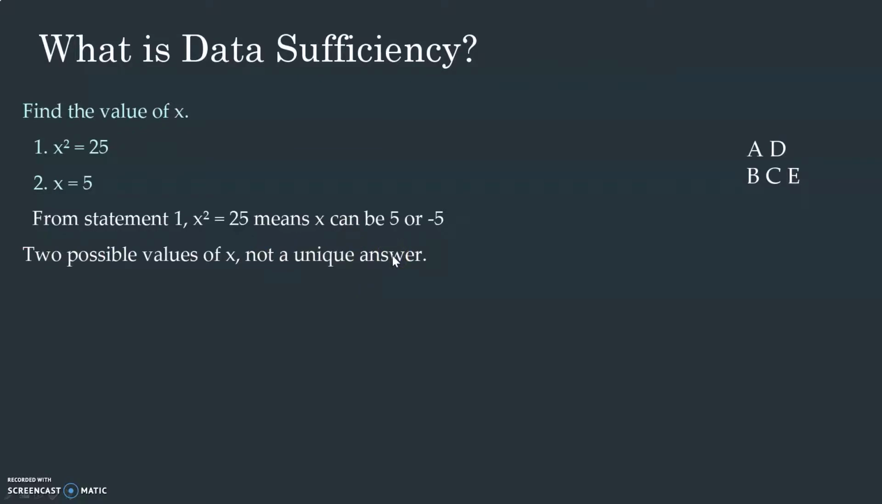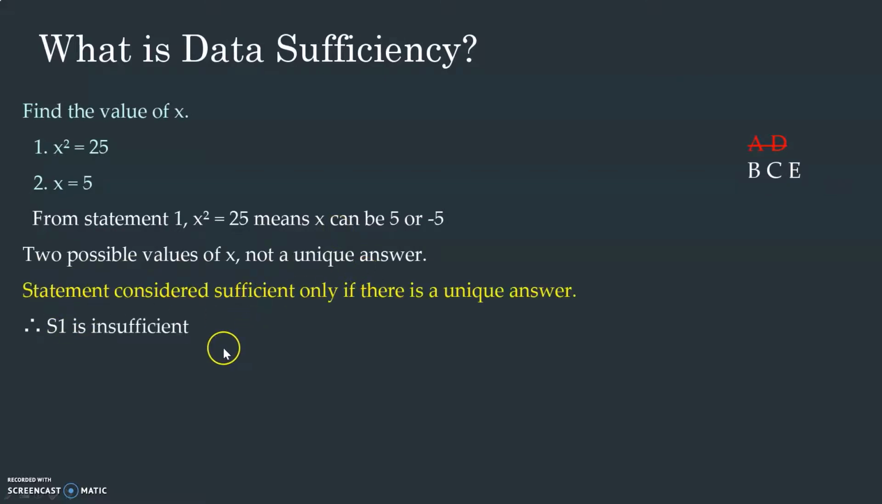What's important to remember in data sufficiency is that only if you get a unique answer is it considered sufficient. If you get multiple possible answers for a value, then that is insufficient information. An answer must be unique, particular, specific, it cannot be two possible values. So we'll say statement 1 is insufficient to answer the question, because it is sufficient only if there is a unique answer.